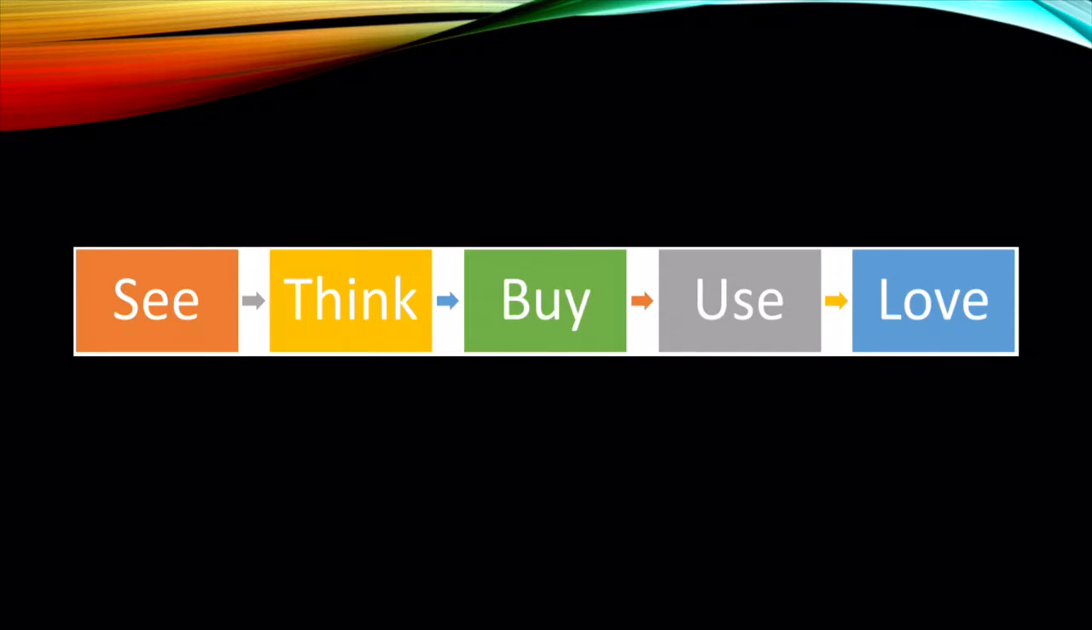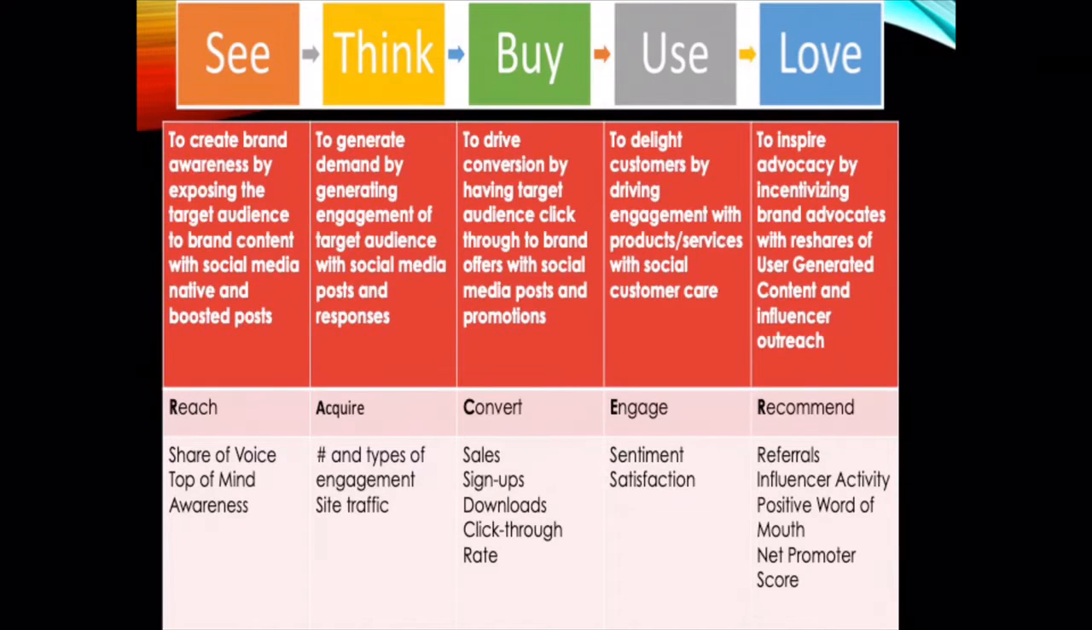Just to give you an idea of what your marketing objectives can be and which KPIs matter, let's have a look at potential marketing objectives and KPIs for your social media strategy. In the see phase, your marketing objective would be to create brand awareness by exposing the target audience to branded content with social media native posts and boosted posts. So the KPIs you're looking at would be any indicator that shows that you're top of mind with your target audience on social media, for example, with social media mentions.